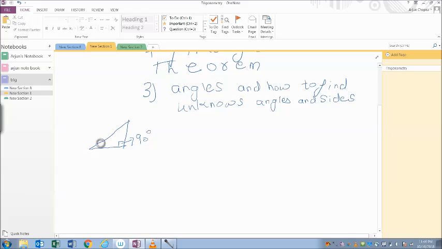Let's suppose now this angle over here is theta, and another thing which I want to talk about is the sides. So the side opposite to the right angle is always called the hypotenuse. Okay, and the side opposite to the angle theta will be called the opposite side, and the side adjacent to this angle theta will be called the adjacent side.